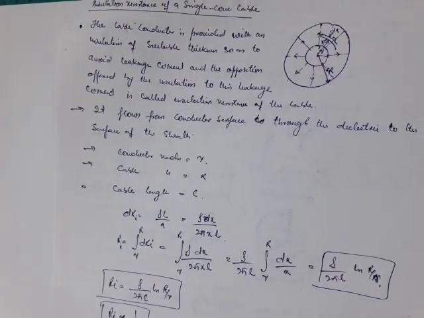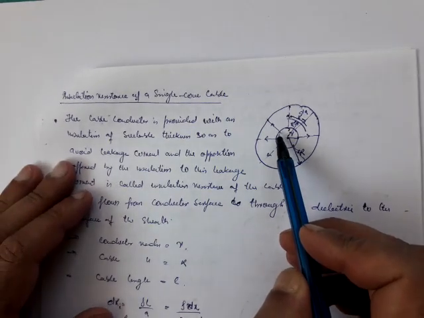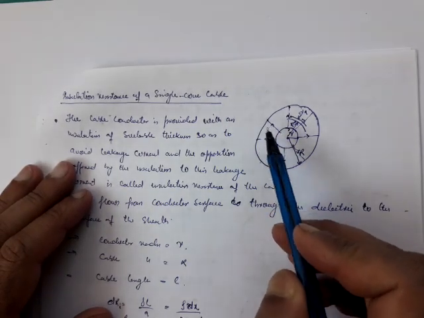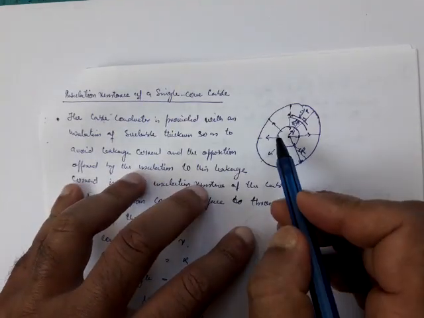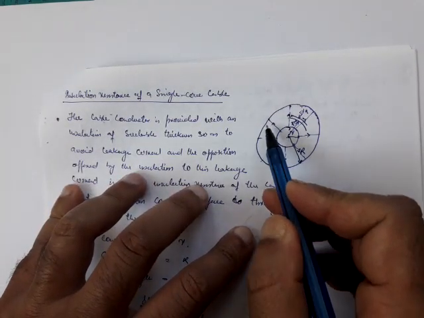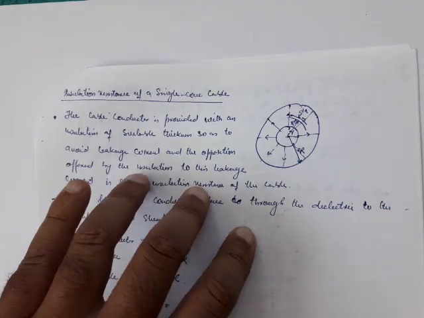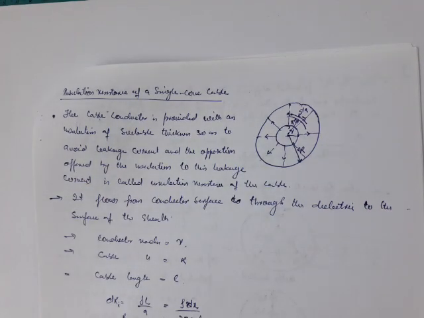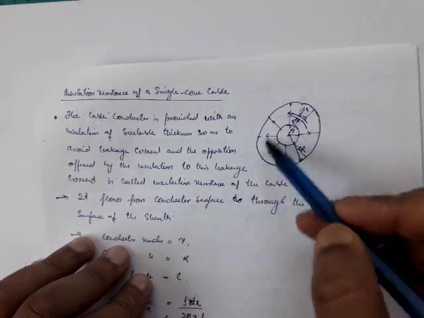So similarly in this case you will see that the current direction from this conductor to this sheath is radially outwards. That means in this case the length will be from this point to this point. So in this case it will definitely be R. So what is the area? Area is the total curved surface area of this conductor.